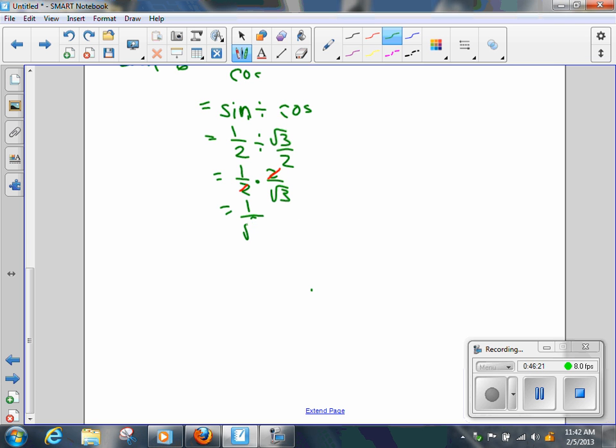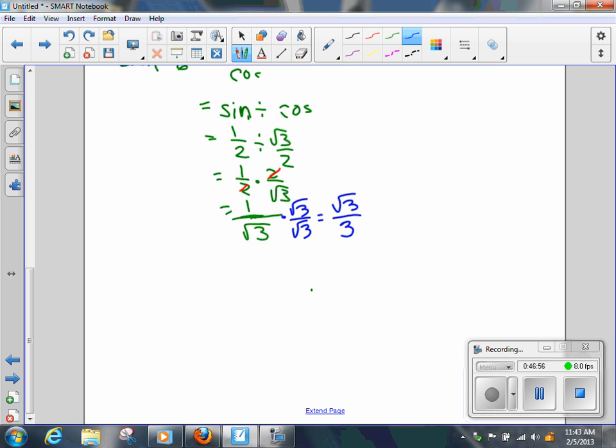Can I have a radical in my denominator? No. What I have to do is rationalize, don't I? So what do I rationalize by? Root 3 over root 3? Yes? That gives me root 3 over plain old 3. Are you with me there? All I'm doing is rationalizing because I can't have a radical in the denominator. So what's my tangent value? Root 3 over 3.